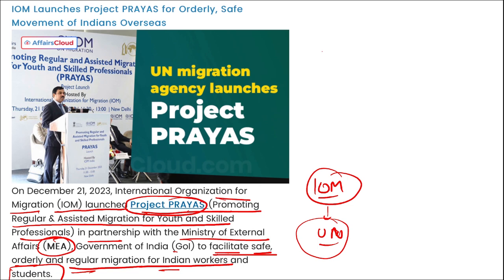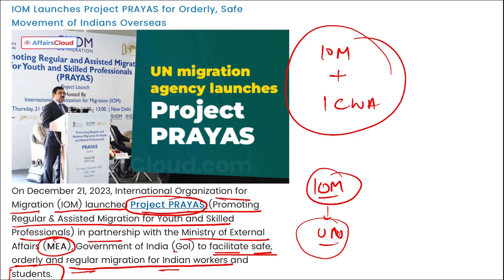One more thing we can say, this project is a joint collaboration between the International Organization for Migration India and the Indian Council of World Affairs. They together launched this project Prayas. Also remember, this project Prayas consolidates initiatives for state migration in alignment with the Government of India's migration priorities and Sustainable Development Goal 10.7.